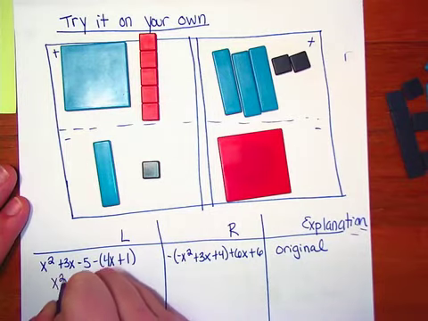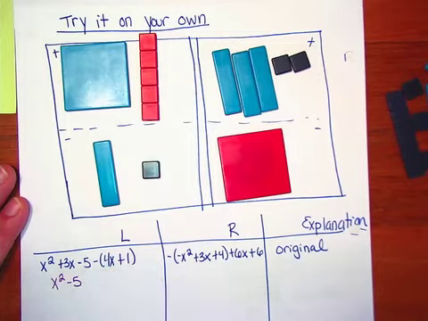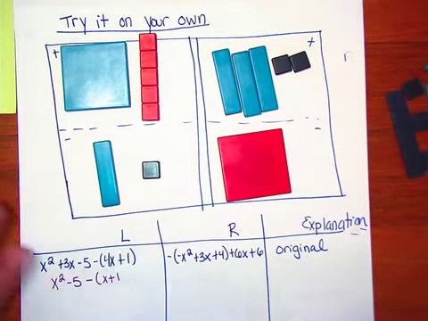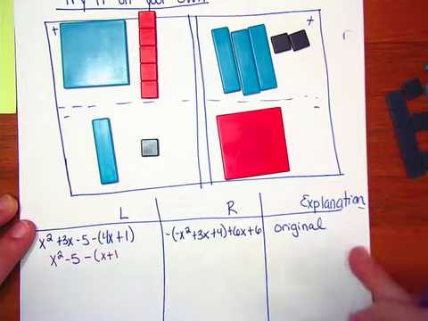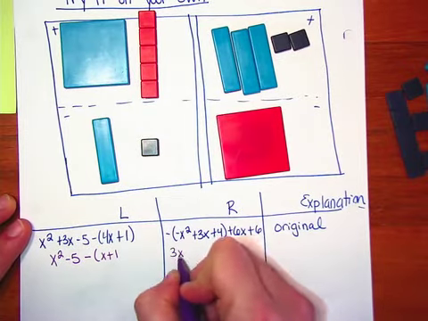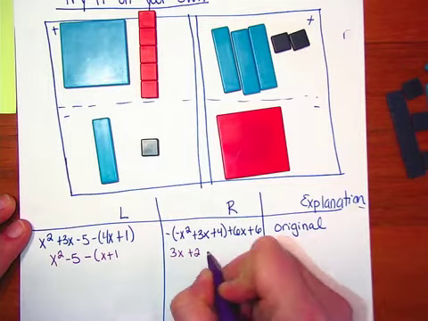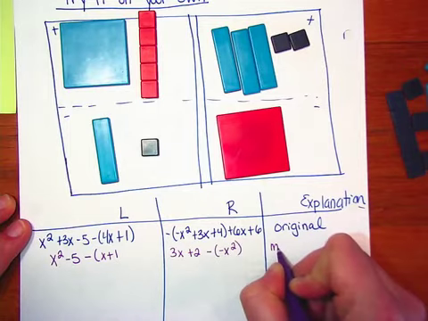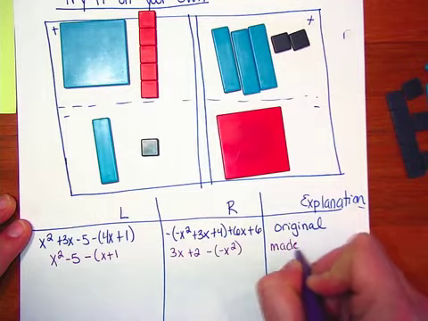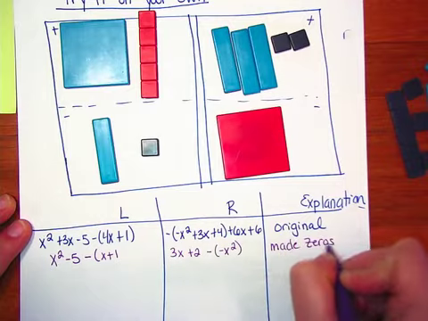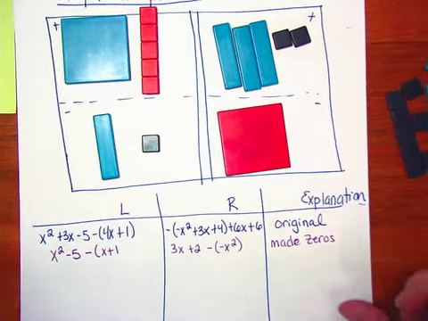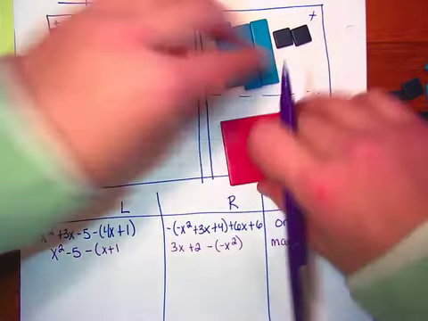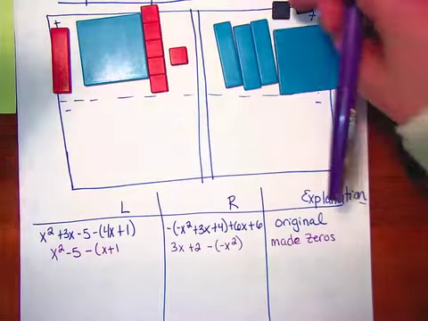We have x squared minus 5 minus the group x plus 1. On the right side, we have 3x plus 2 minus a negative x squared. And we removed zeros on that last problem. Now remember, a good move is to flip everything to the top to get it all in the same region. So we're going to flip everything up and record what we see now.